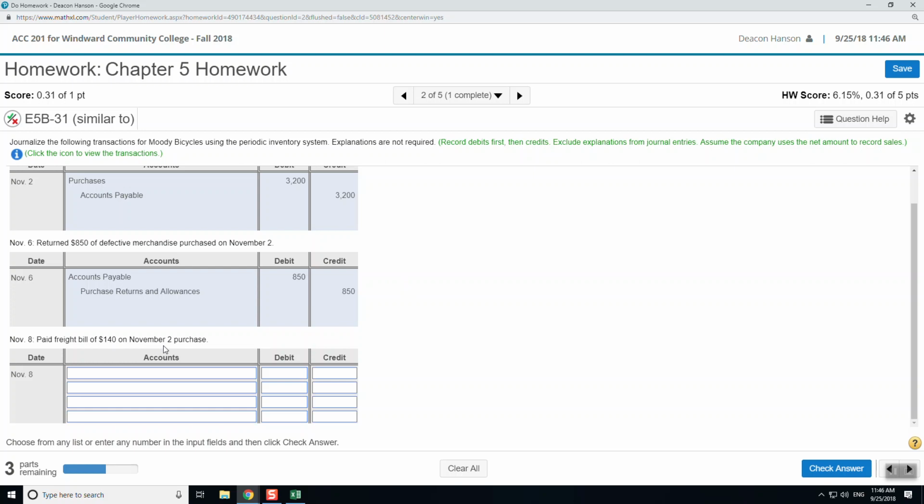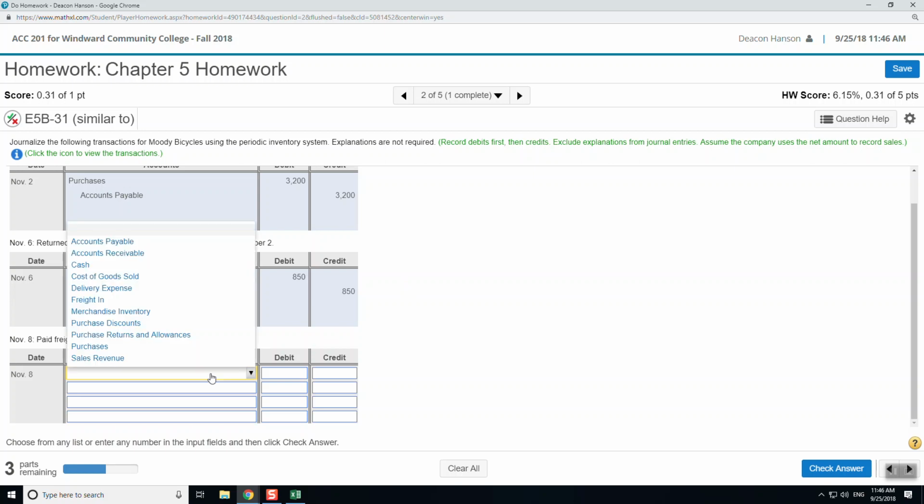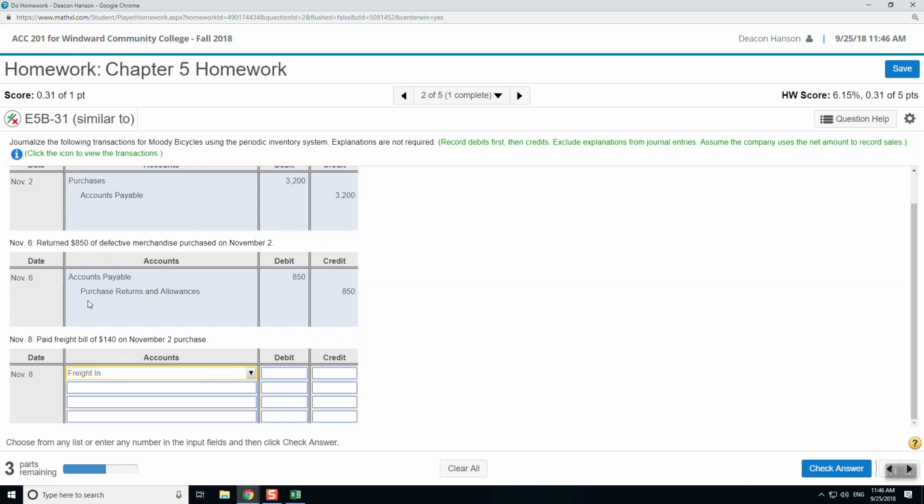Okay, so remember, we cannot book it directly to inventory in the periodic system, so we need an account to keep track of that freight cost. We're going to book this to what we call freight in. Okay, so the cost of bringing the items into our business is called freight in. So I'm going to put $140 in there.